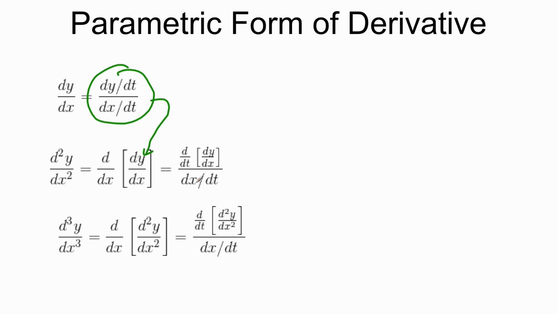dx/dt. Now what I recommend you do is you just sit and make a chart and do these one at a time. To do the third derivative, you're going to take the derivative with respect to x of the second derivative, and that becomes d/dt of d squared y/dx squared divided by dx/dt. You can get your tongue tied doing these, so be a little bit on the careful side. Let's do an example.